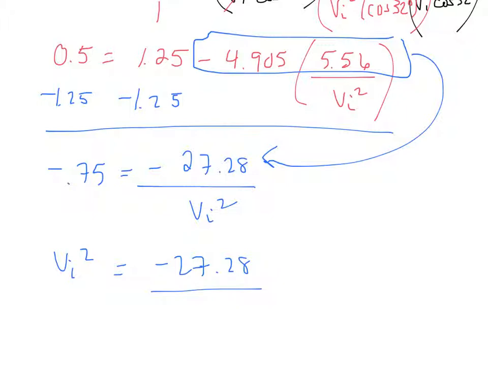Double negative makes it a... Okay, so I'm just going to erase the negatives, because I know there's going to be a negative divided by a negative. I don't have to worry about it. And then square root this answer to get VI. So I take the square root like this, I'll cross off my squared, and that will be my solution for the initial velocity. So 27.28 over 0.75, square rooted.